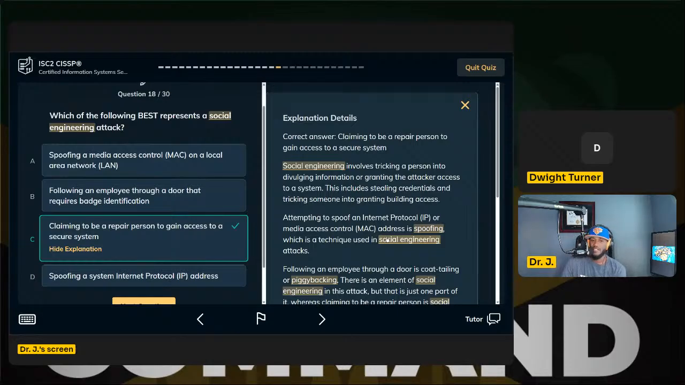Social engineering involves tricking a person into divulging information or granting the attacker access to a system. This includes stealing credentials and tricking someone into granting built-in access.